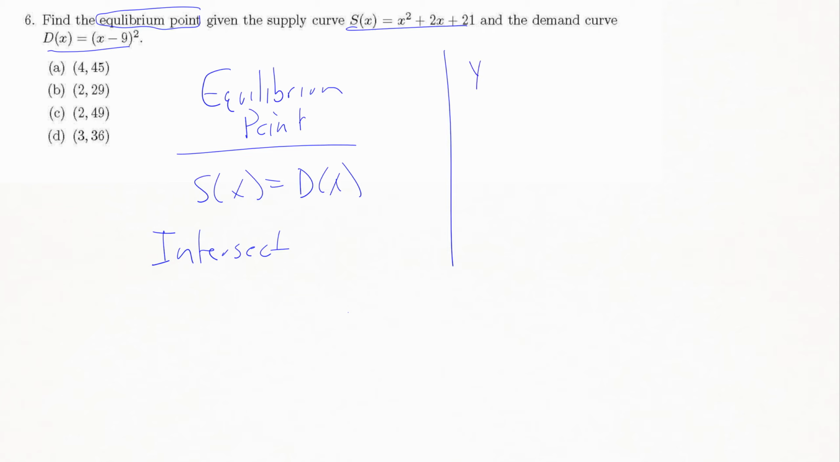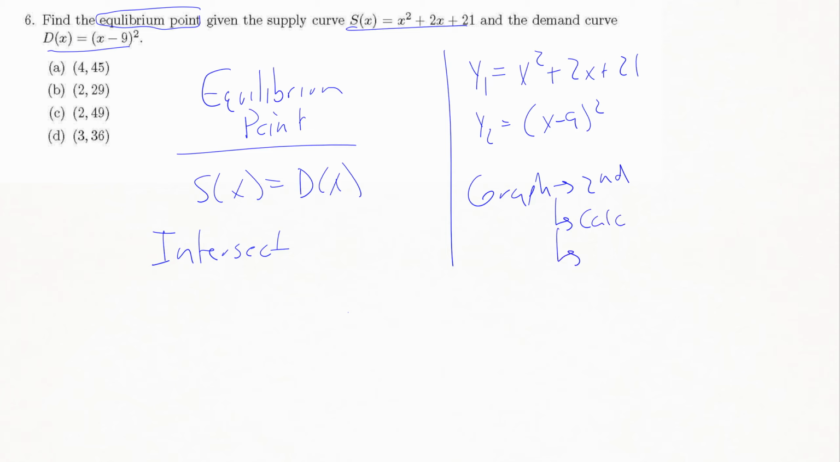So all we're going to do to find our equilibrium point is in Y1, we'll put the supply equation they give us. In Y2, we'll put the demand equation they gave us. And then from there, we'll go ahead and graph and do a second calc. And then in that calc menu, we'll choose number 5, which is the intersect button. And from there, we'll go through that process, and whatever that answer is will be our equilibrium point.